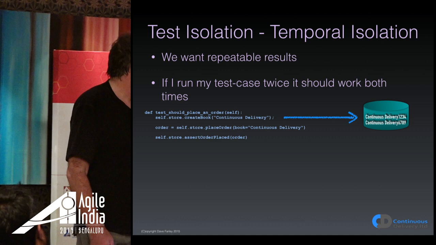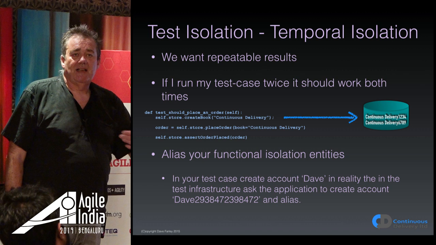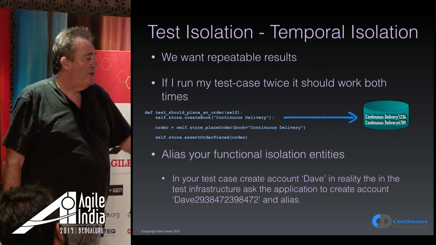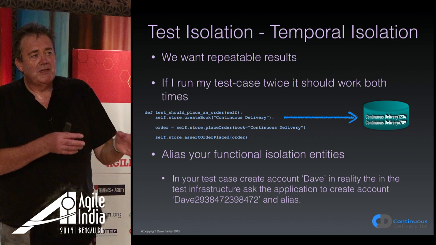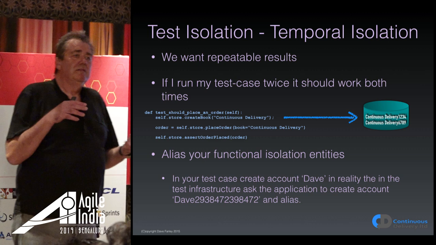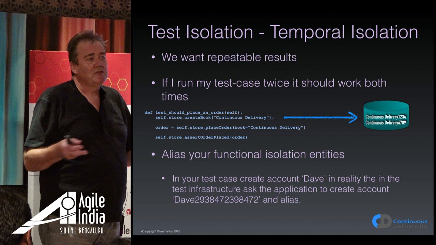So I would advise you to alias your functional isolation entities and name mangle them. So whenever you generate one of these things, create a unique name for that thing, and that name is only visible in the context of the instance of a particular run of a particular test case, and therefore there's no data shared between test cases. After you've run all of the acceptance tests, sometimes it means that your system is in a slightly weird state in terms of the data, but that doesn't really matter because you're just evaluating the behaviors of the system.